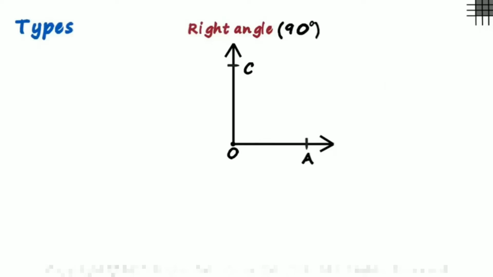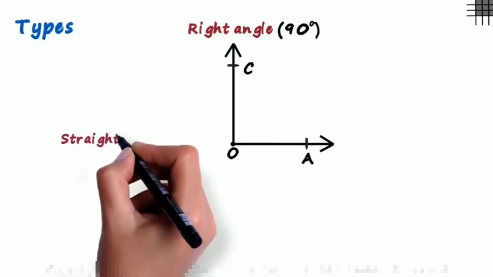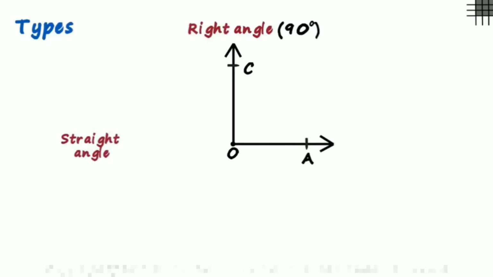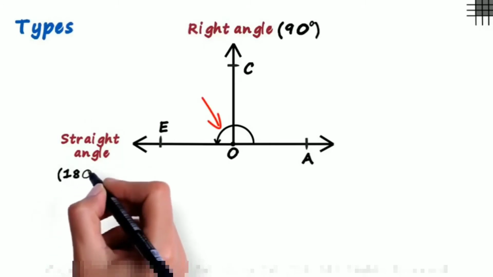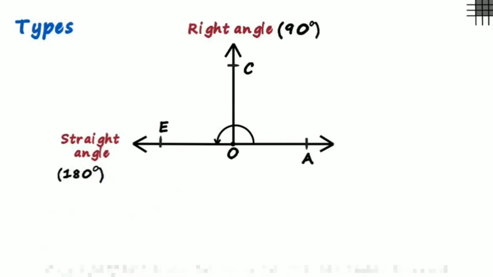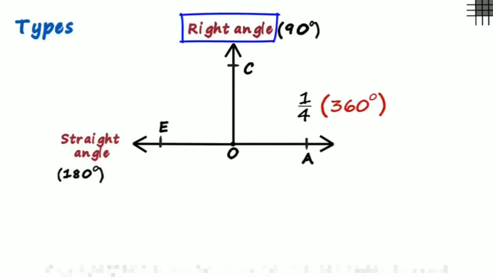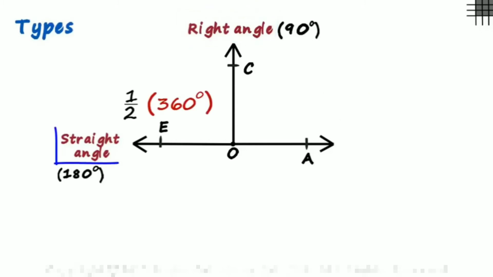The next important kind of angle you will see often is called the straight angle. The name says it all. The arm is rotated in such a way that a straight line is formed like this. Let this arm be called OE. This angle formed here between OA and OE will equal 180 degrees. It is called a straight angle. And this straight angle covers half the complete rotation, which is 180 degrees. So remember, 1/4 of a complete rotation is a right angle, and half a complete rotation is called a straight angle, which is actually a straight line.